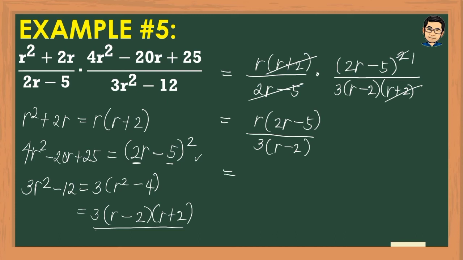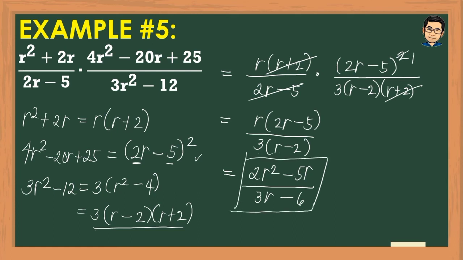So, yung final step po natin, kailangan po natin i-multiply lahat. So, dapat po wala pong parenthesis kayong makikita sa final answer. So, r, distribute natin, r times 2r, that is 2r squared. R times negative 5, that is negative 5r, all over 3 times r, that is 3r, and then 3 times negative 2, that is negative 6. So our final answer will be 2r squared minus 5r all over 3r minus 6. So I hope it's clear, ha?